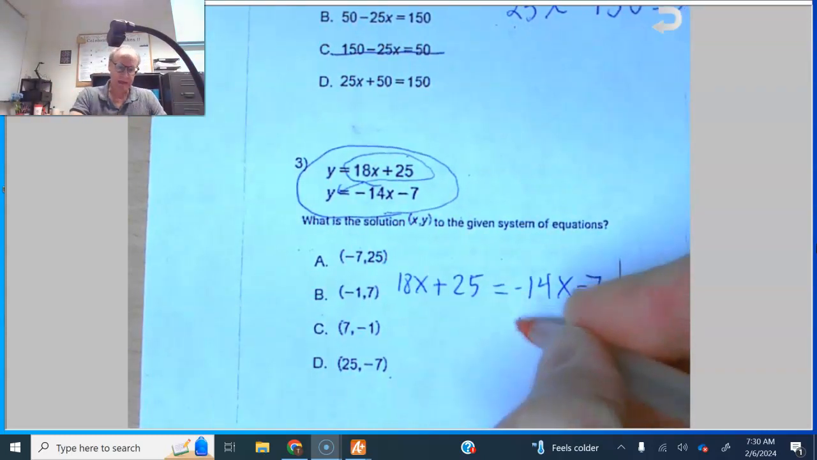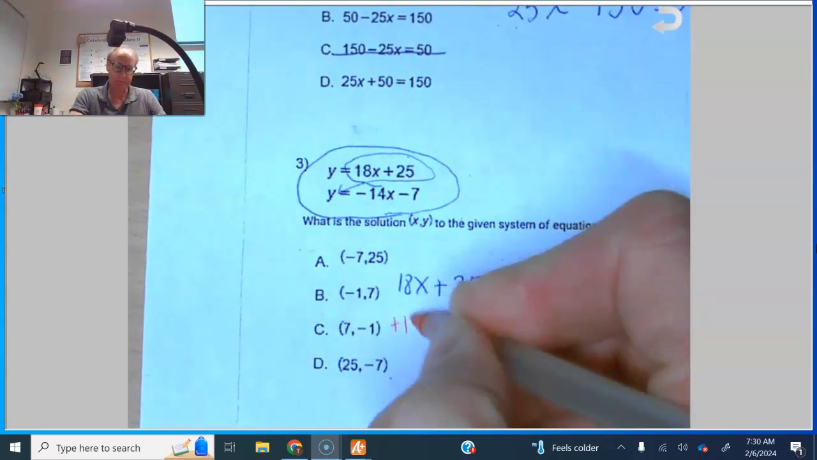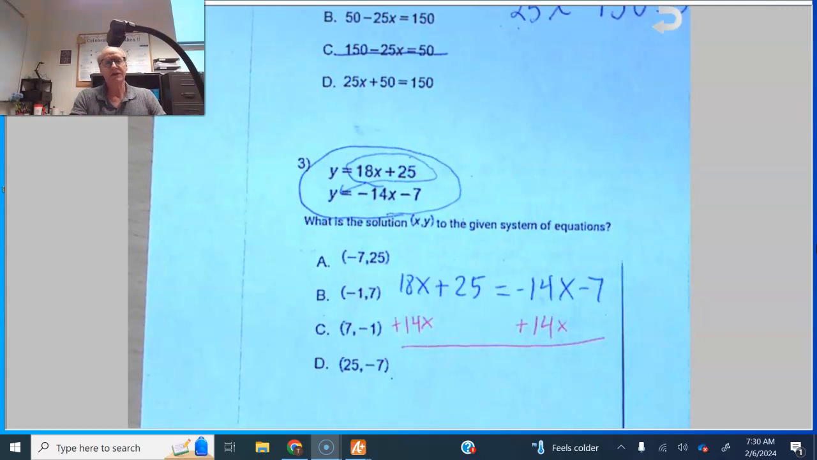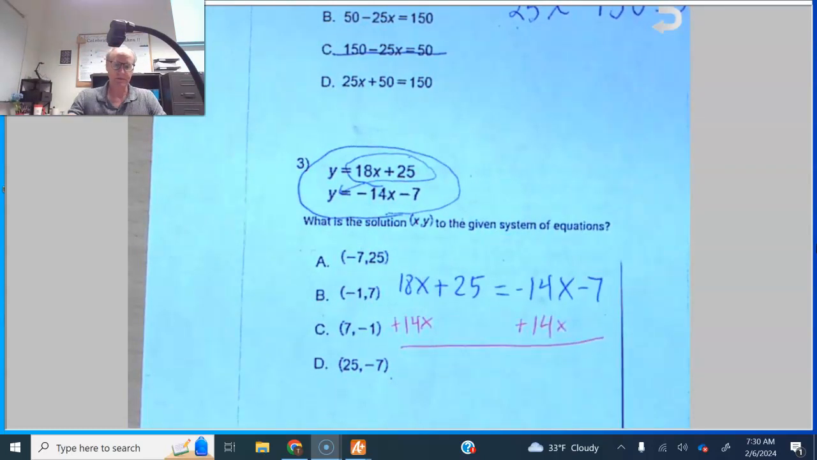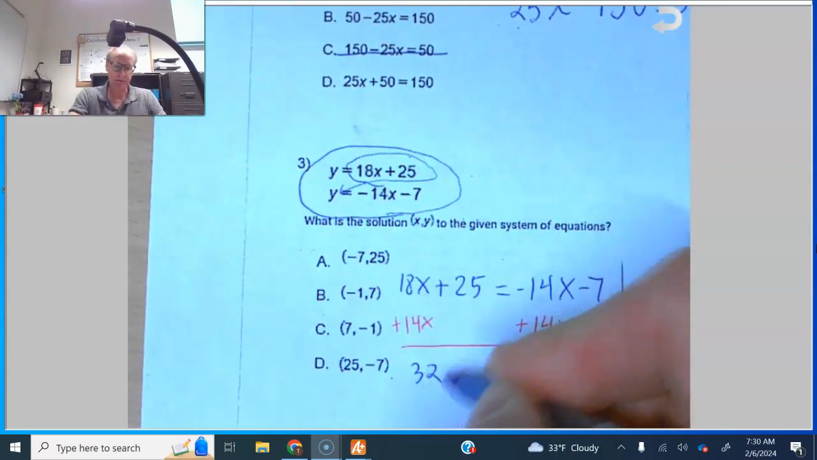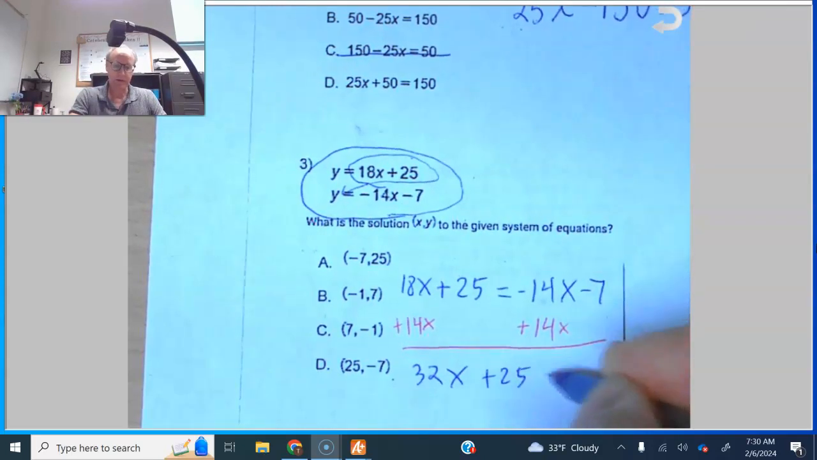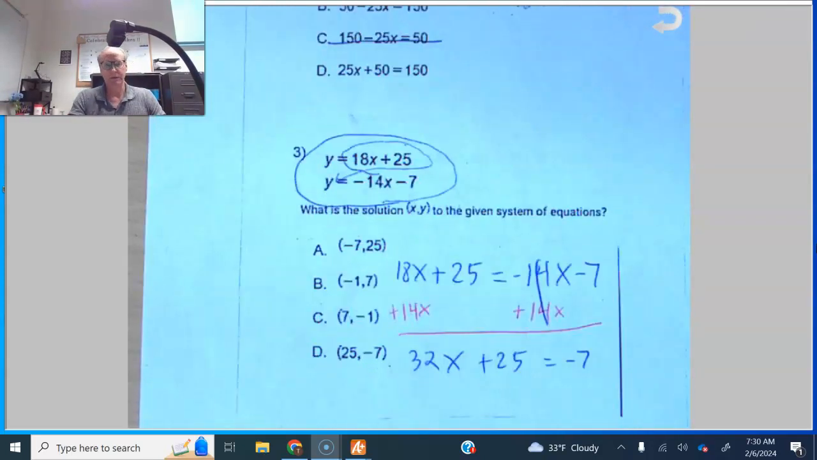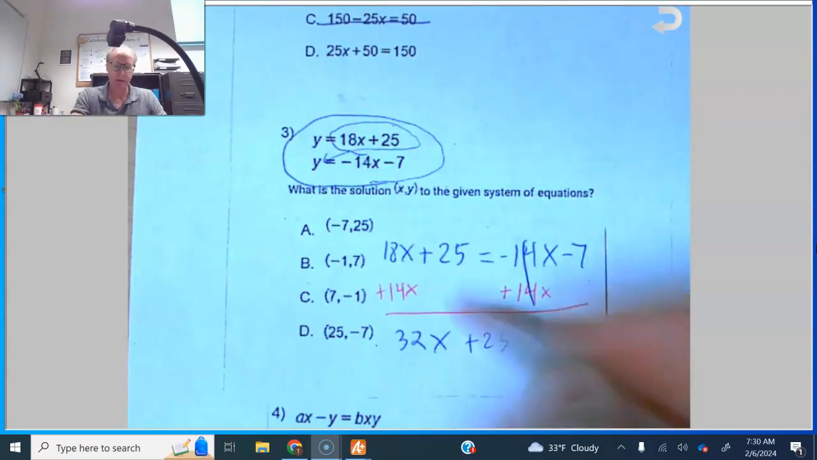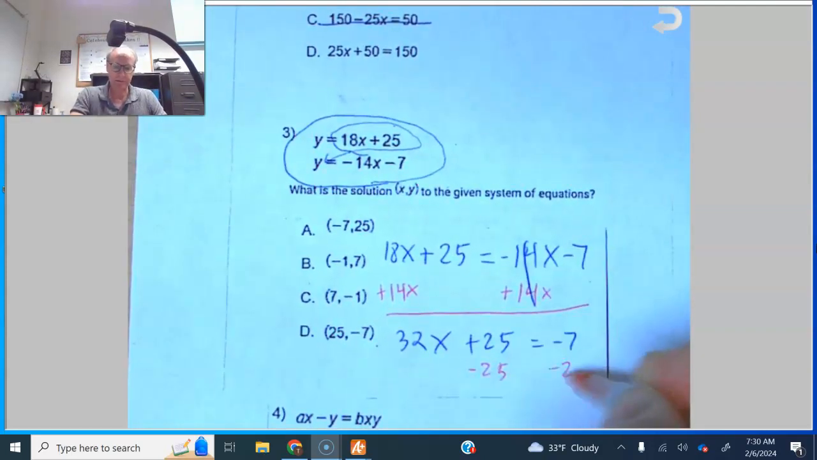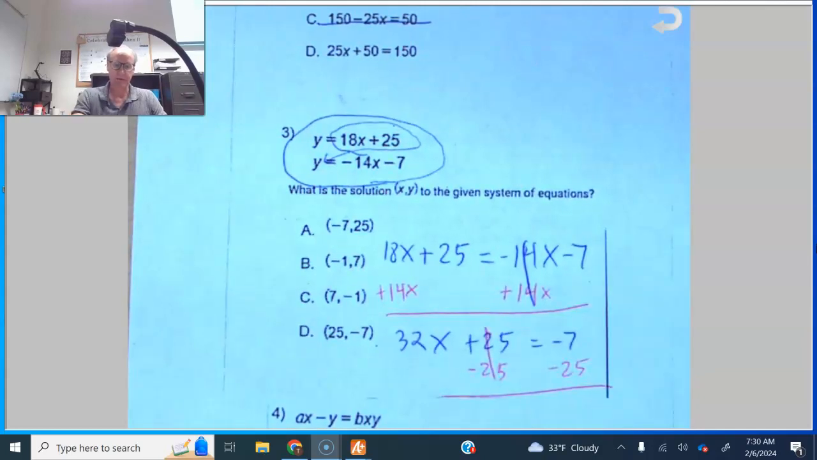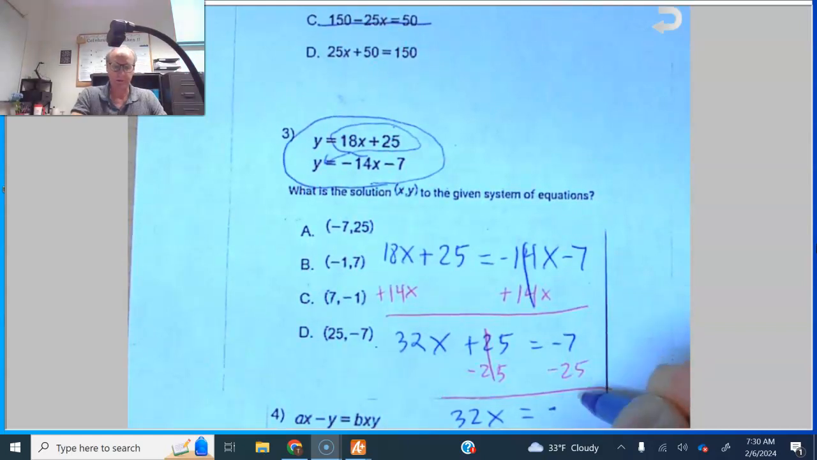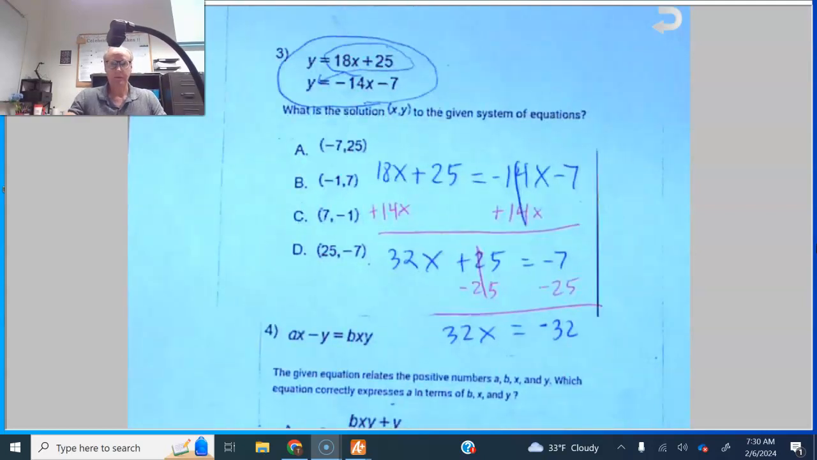So probably the easiest is to add the 14x to both sides. Now, I normally would subtract the 25 at the same time. Some people get confused, so I'm going to go ahead and do this addition. This is going to be 32x plus 25 is equal to negative 7. Now, normally I would have just subtracted the 25 in the same line up here. Subtract 25 from both sides, and it sure looks like we get 32x is equal to negative 32, doesn't it? And then we divide by 32, and we get our answer.